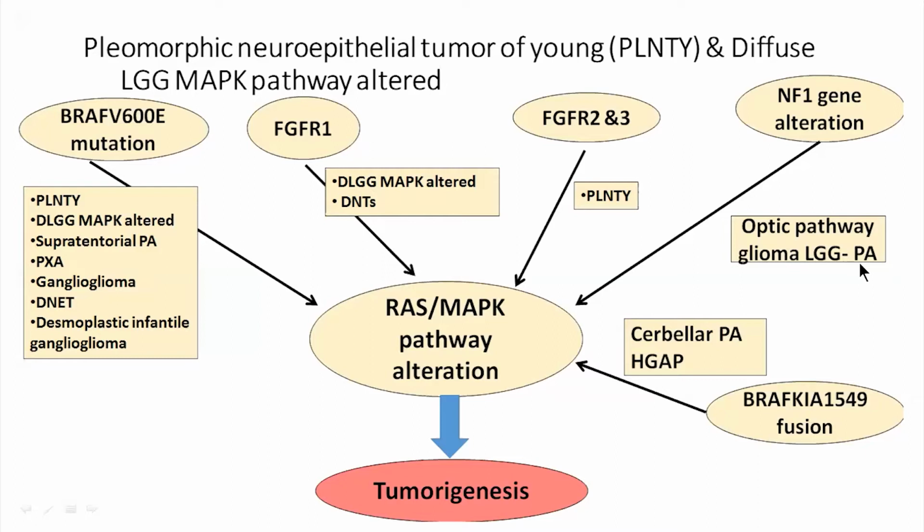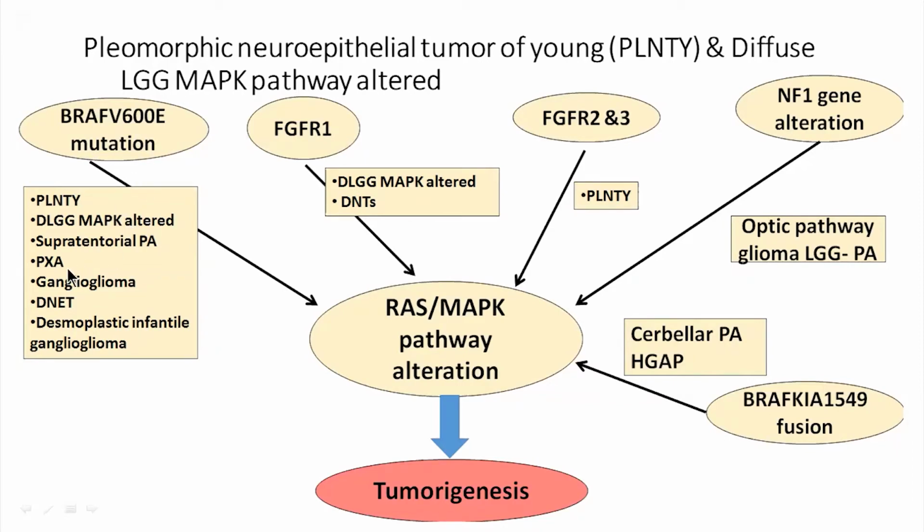So in pilocytic astrocytomas in pediatric gliomas, the genetic mutation very much correlates with the site of the tumor. It's a very good indication of what kind of mutation we are going to see in a particular type of tumor depending on the location. So pilocytic astrocytoma mutation varies with the location. If it is optic pathway, it's the NF1 gene. If it is cerebellar, it's going to be BRAF KIAA1549 fusion. And if it is supratentorial, more commonly it will be BRAF V600E mutation.